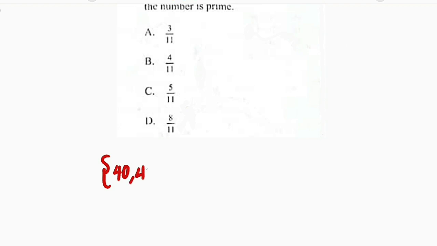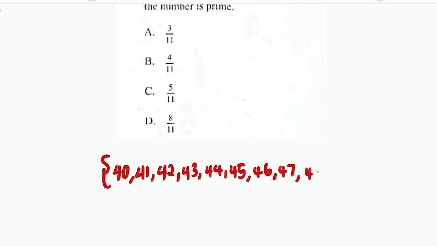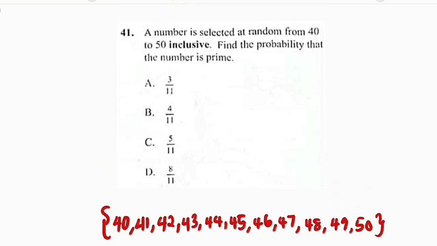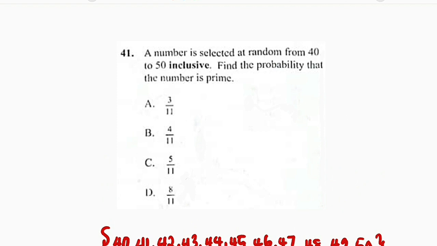40, 41, 42, 43, 44, 45, 46, 47, 48, 49, and 50. So they said we should find the probability that the number selected at random is prime.